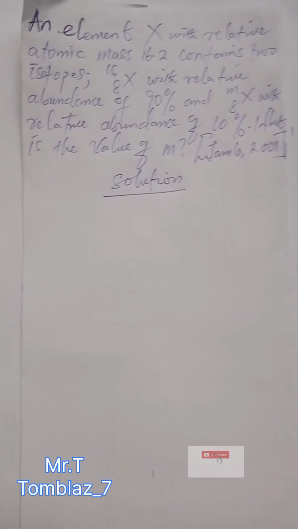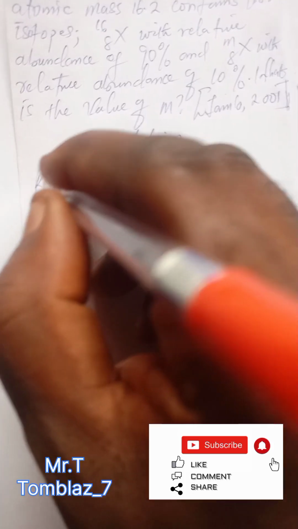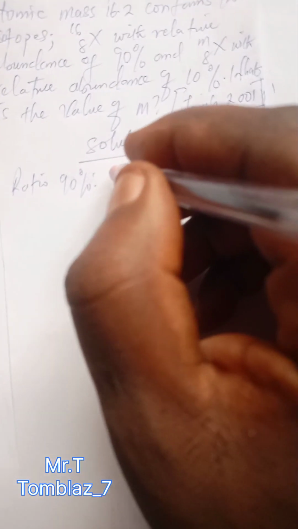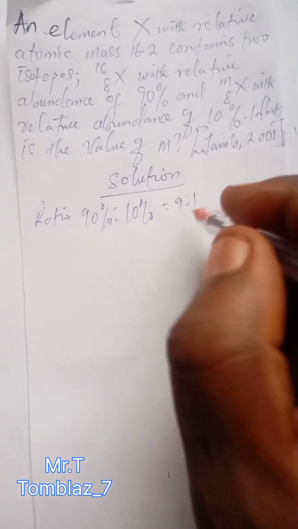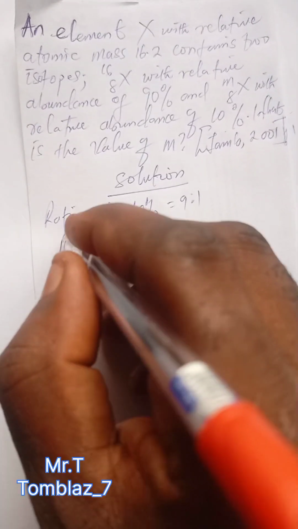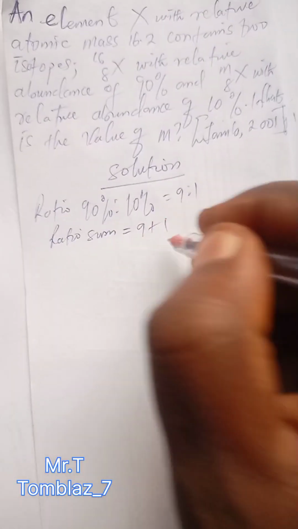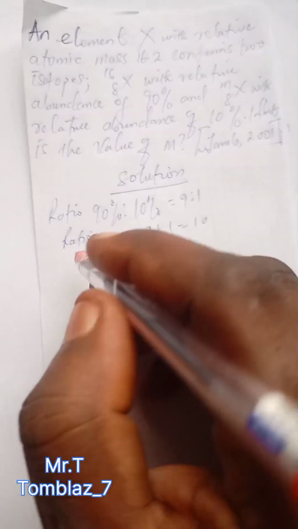So let's see their ratio of combination first. The ratio of combination is 90% is to 10%, right? So this is equivalent to what? 9 is to 1, right? So if you have that to be 9 is to 1, then summing up the ratios, the ratio sum will give us 9 plus 1, that gives us 10, right?